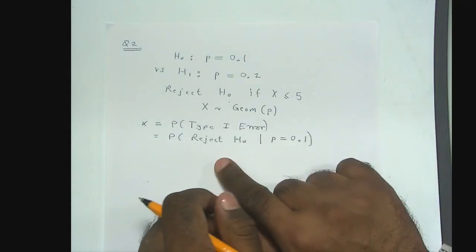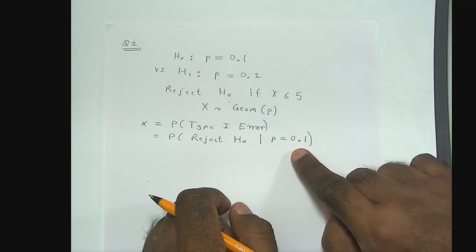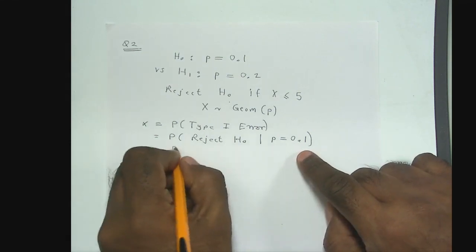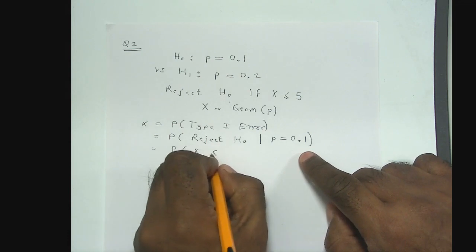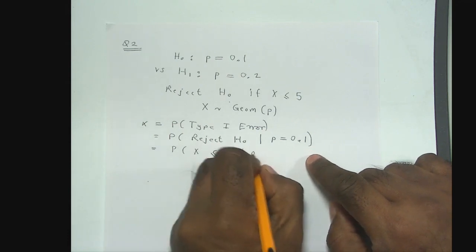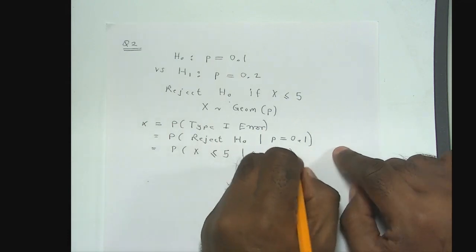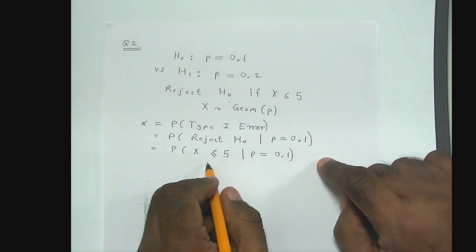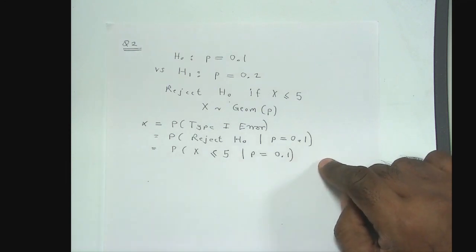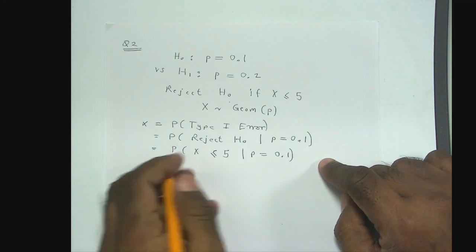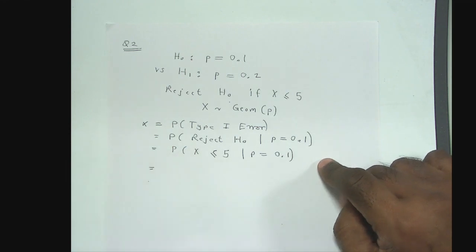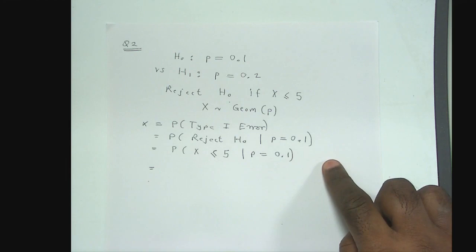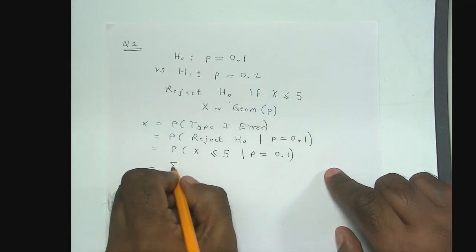So it's the probability of rejecting the null hypothesis when it is true, right? So this is the probability that x is less than or equal to 5 when p is equal to 0.1. Now, if x is less than or equal to 5, it can take the values 1, 2, 3, 4, or 5, yeah? Because remember the geometric variable is only defined from 1 onwards, okay?